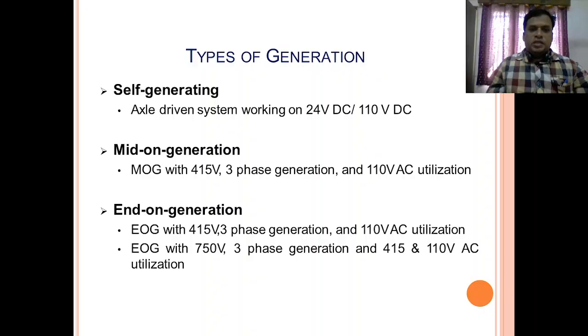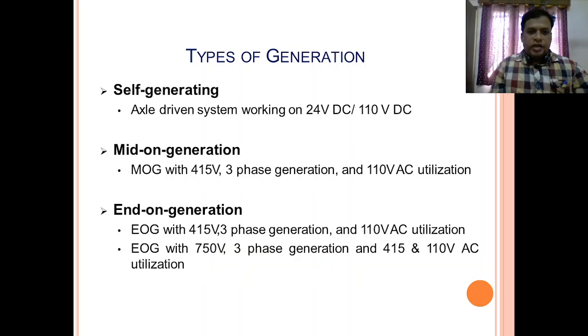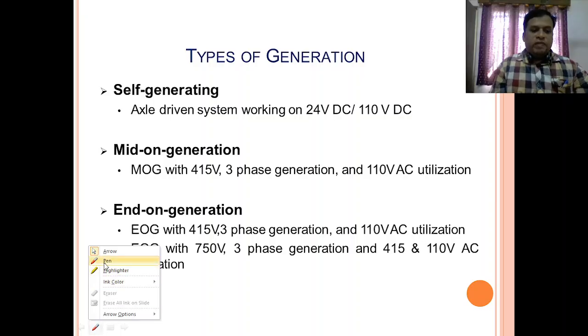The types of generation in trains are self-generating, mid-on generation and end-on generation. We will also discuss head-on generation, and all these are to be discussed here. Later we will discuss the benefits of these systems and how they are affected. First of all, we will see the self-generating system.